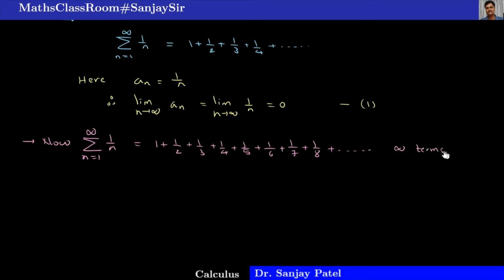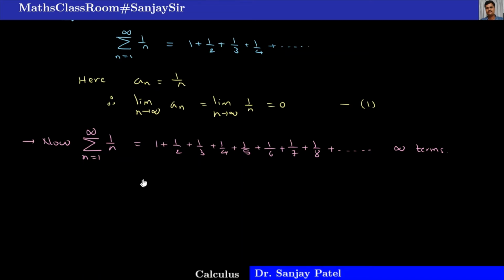Remember, the meaning of convergent series in simple language is: if this sum is possible, if you can add all the terms and get some real number or a finite number, then the series is said to be convergent. So if the sum is possible, we call it a convergent series, and if it is not possible or if it does not exist, then it is called divergent series. So in simple language, we can say like this.